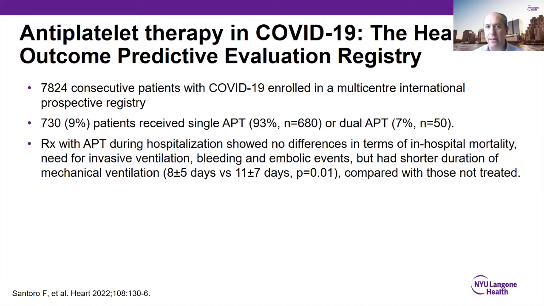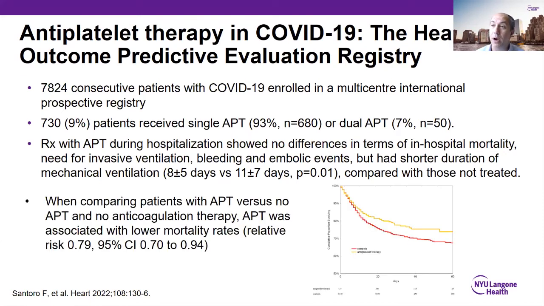This was a study done in Italy looking at nearly 8,000 patients with COVID, many of whom were on antiplatelet therapy, either single or dual, and basically showing that overall, there was really not a big difference in terms of antiplatelet therapy on some of the outcomes when you compared to no antiplatelet therapy. However, when you compared people who were on antiplatelet therapy to not being on anything, right? So no anticoagulation or no antiplatelet therapy, those who were on antiplatelet therapy had a little more than a 20% lower risk of mortality, suggesting at least that antiplatelet therapy in the hospital period is effective in terms of outcomes.